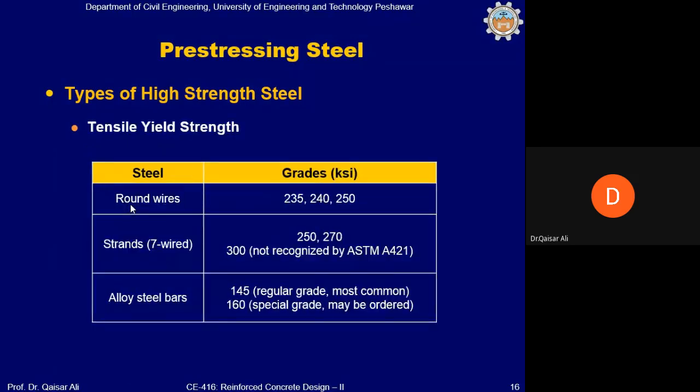And the strength: if you look at the grades of round wires, unlike grade 60, the yield strength is much higher, 235 to 250 KSI. This is Fy, the yield strength for round wires, and yield strength for strands. There are two types, 250 and 270. A third one is 300, recently being produced in factories, but is not recognized by ASTM A416. And the alloy steel bars are produced in 145 KSI and 160 KSI.